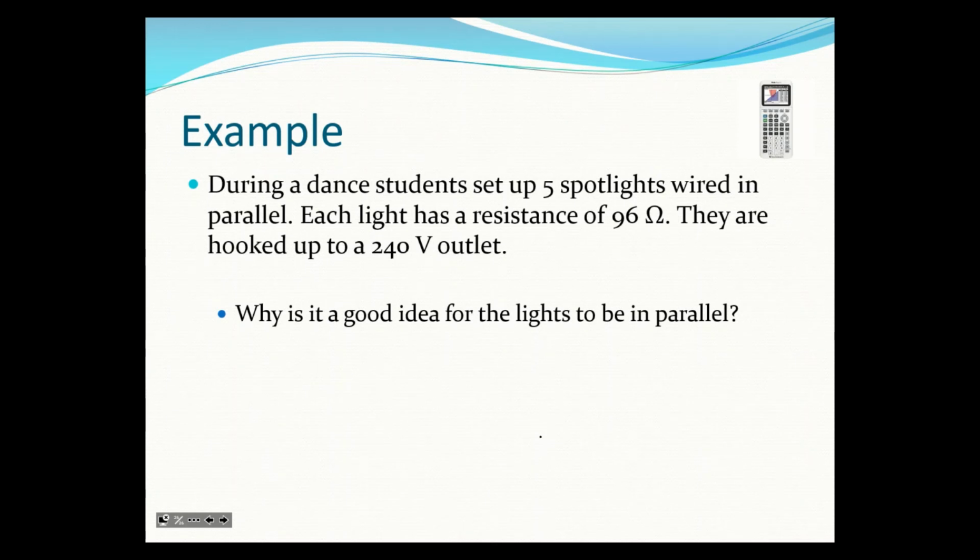So why is it a good idea for the lights to be in parallel? Well, you can think about it for a sec, but I'll just tell you the answer. When you're doing a dance, you want the lights to turn on and off at separate times. If you didn't hook them up in parallel, you'd either have all 5 lights on or all 5 lights off. So you'd have blinding light or no light, which wouldn't make a very good dance.